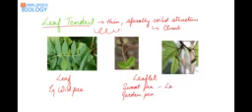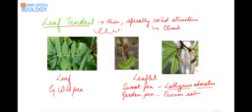Or the leaflets get modified into tendrils or spirally coiled structures, as seen in sweet pea and garden pea. Sweet pea is Lathyrus odoratus, while garden pea is Pisum sativum. Leaf tendrils are characteristic of family Fabaceae.